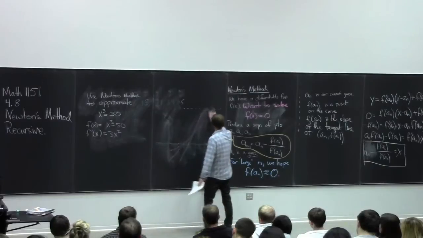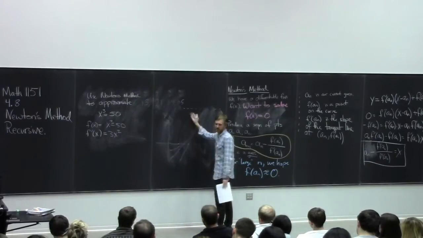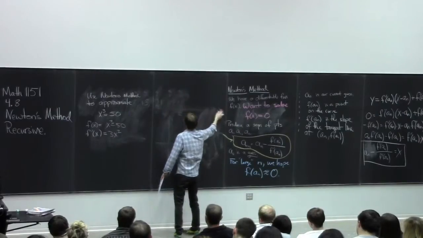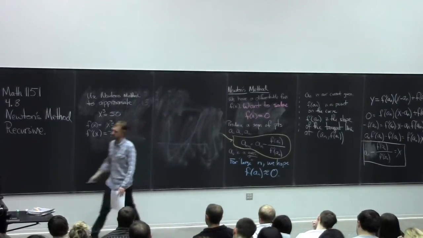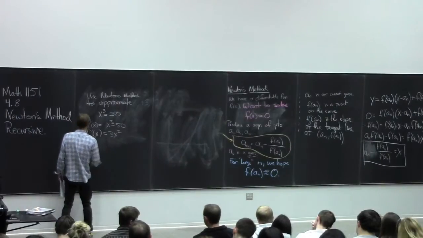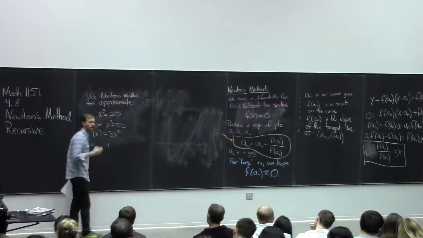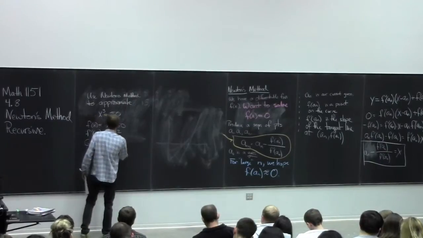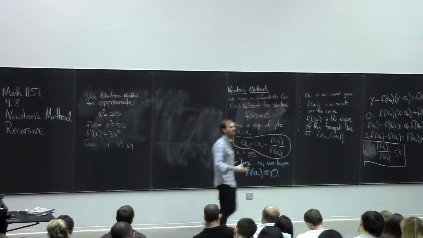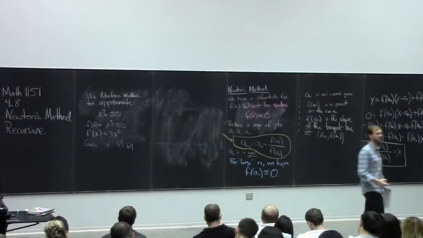3.5. Can you tell me something that's easier for me to cube, actually? 4. Okay, so 4 will be our first guess. Why are we guessing 4? 4 cubed is equal to 64. And 64 is close to 50, sort of.